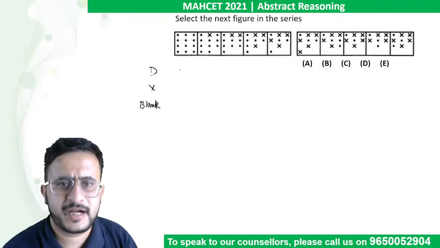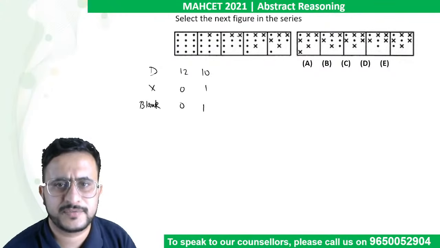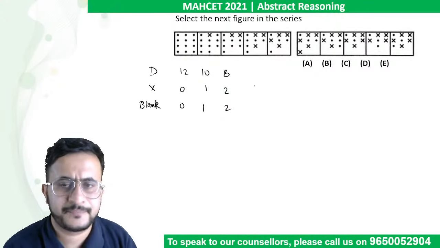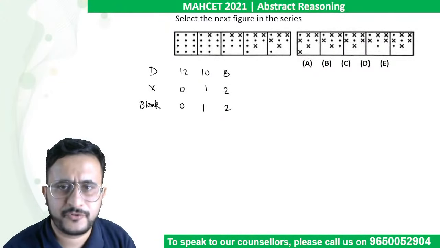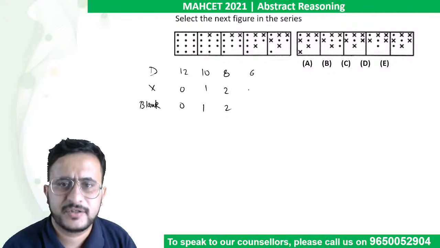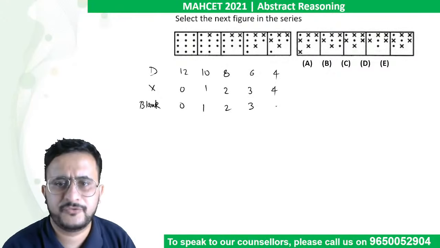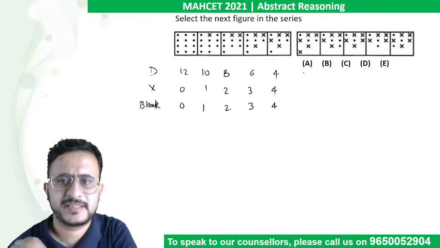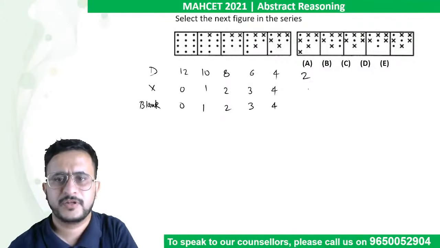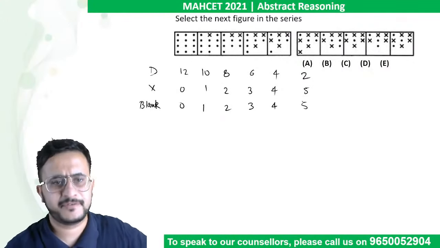right? In this there are 12 dots, 0 crosses, 0 blanks. In this there is 1 X, 1 blank, and there are 10 dots. In this there are 2 X, 2 blanks, and 8 dots. In this there are 4 dots, right? 4 X and 4 blanks. So what will happen in this? There should be 2 dots, 5 crosses, and 5 blanks.